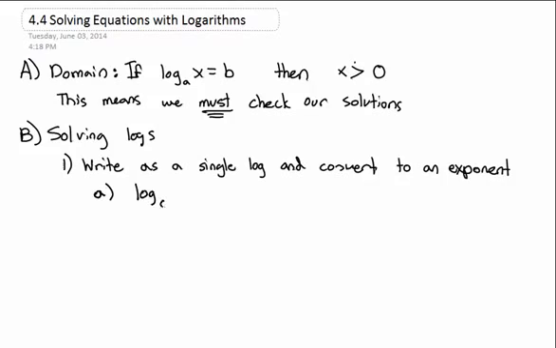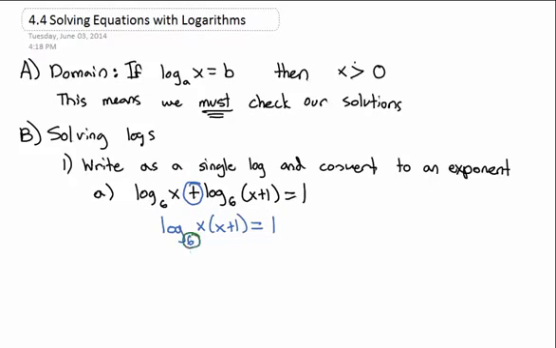if we have log base 6 of x plus log base 6 of x plus 1 equals 1, and we want to know what x equals. Well, we know that two logs added together means we really multiply inside the logs. So we can combine this to log base 6 of x times x plus 1 equals 1. We've now written it as a single log, so we can convert it to an exponent where the base of 6 to the first power equals the x times x plus 1.